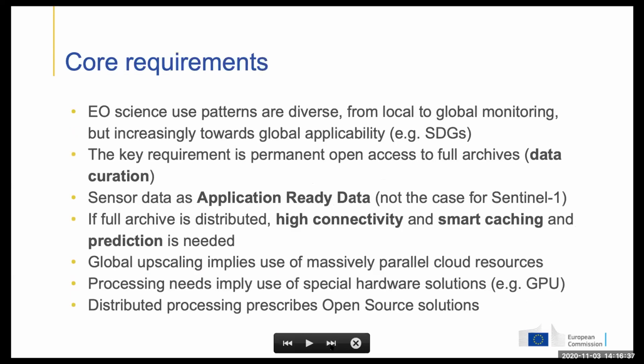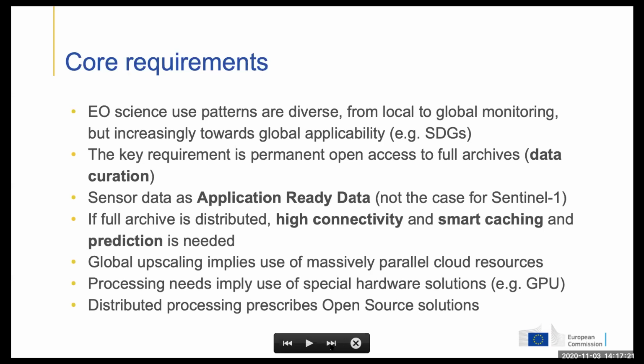So what are the core requirements? You see that already from the introduction, there are currently different use patterns, but they are moving towards these global applications. And this morning, I think we already hit it in the first session where SDGs were mentioned, the needs for these global monitoring systems that derive information on the environment that we can use to assess how processes are going, how overall important issues like global change are going to be addressed. And for this, we need a consistent baseline and a consistent monitoring system.